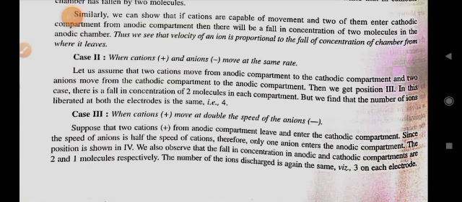Let us assume that two cations move from the anodic compartment to the cathodic compartment and two anions move from the cathodic compartment to the anodic compartment. Then we get position 3. In this case, there is a fall in concentration of two molecules in each compartment, but we find that the number of ions liberated at both the electrodes is the same, that is 4.